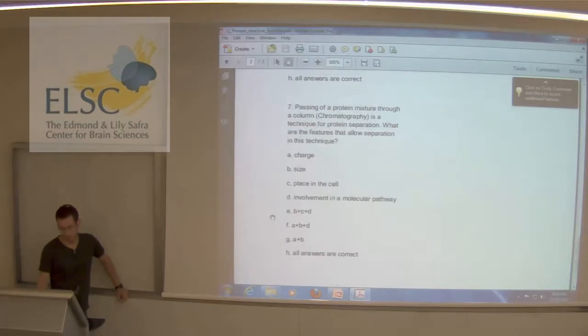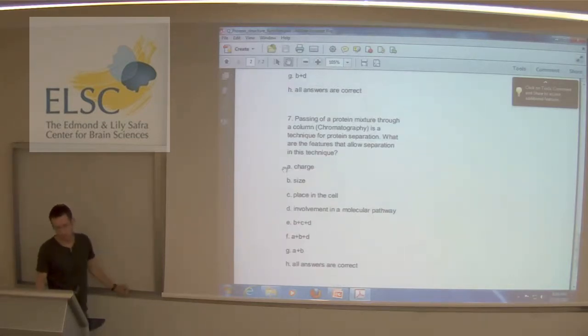Okay, and the last question is about chromatography. So passing of a protein mixture through a column, this is what we call chromatography, is a technique for protein separation. What are the features that can be used to separate proteins in this technique? So what do you think? A is charge, that's correct. B is size, correct also. We gave these specific 2 examples.